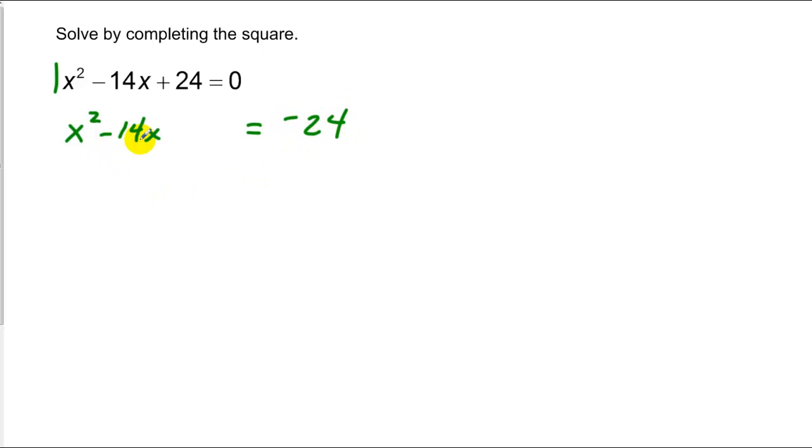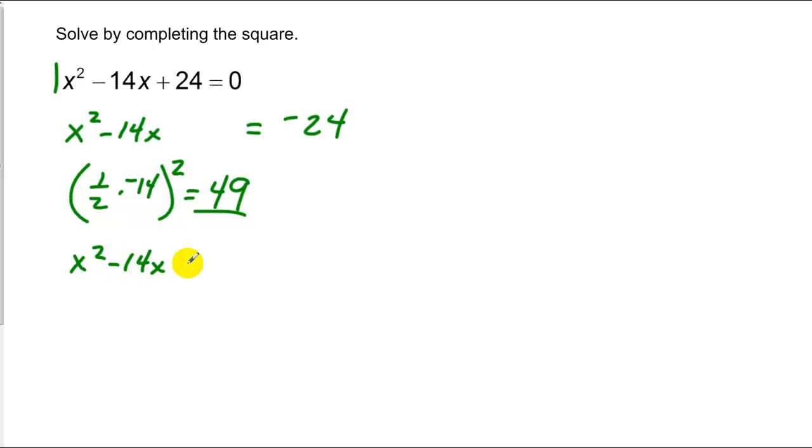Then I'm going to find half of my b term and square that. Half of 14 is 7. Squared is equal to 49. Then I'm going to take that and add it to both sides of the equation. So that's x squared minus 14x plus 49 on the left side, and negative 24 plus 49 on the right side.